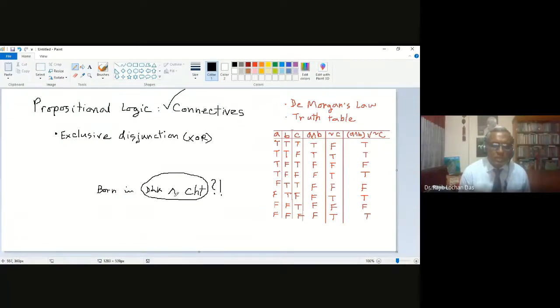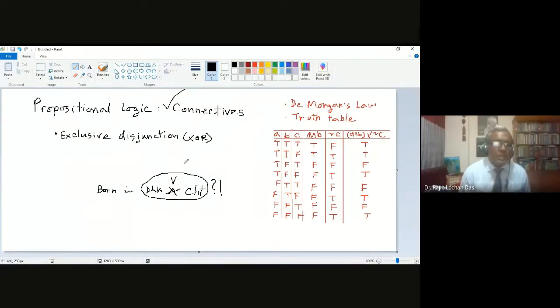So we discussed that "and" is wrong, so we will use "or". Okay, so now we are using "or". Good. So if you think about "or", then what happens with that "or"?